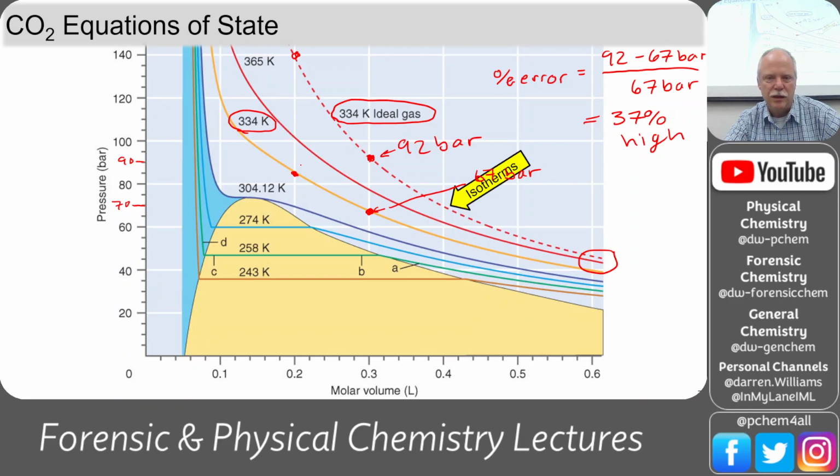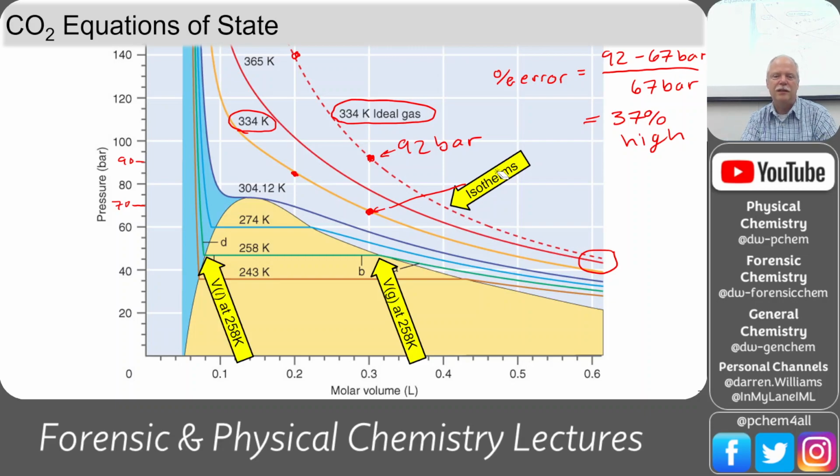Okay, so these are isotherms. All of those lines are isotherms. The ones that are above that orange region are all 100% gas isotherms. The ones that intersect that orange region show the condensation area. So this is the volume of the gas at 258 Kelvin and whatever, 47 bar, and this is the volume of the liquid.